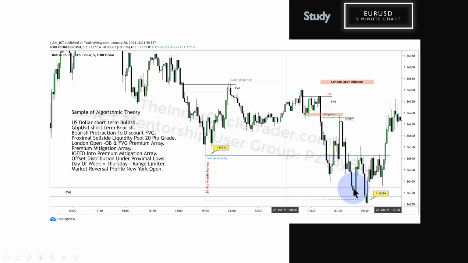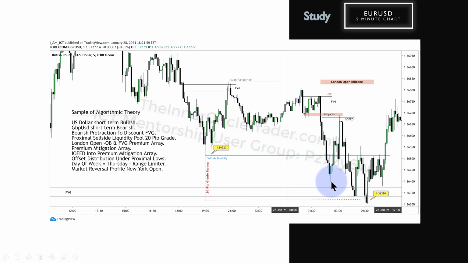Now, once we do this, we have offset distribution under proximal lows. Now, proximal lows are from this low to high, and the setup that sells off in London. Where are the proximal lows? Okay, or near-term lows. This low, then this low forms as it retraces, and then when the market trades down, what are we doing? We're looking for reasons to take partial profits.